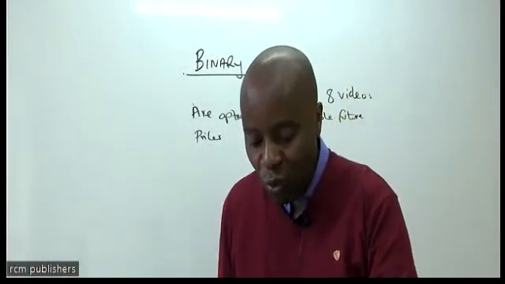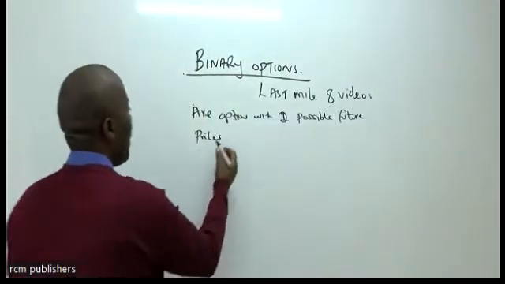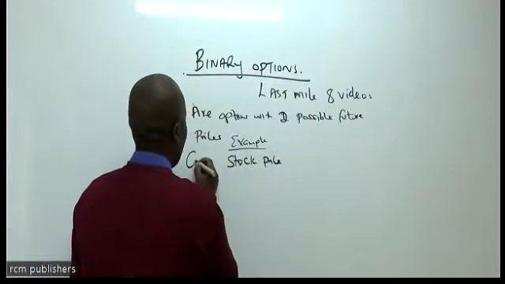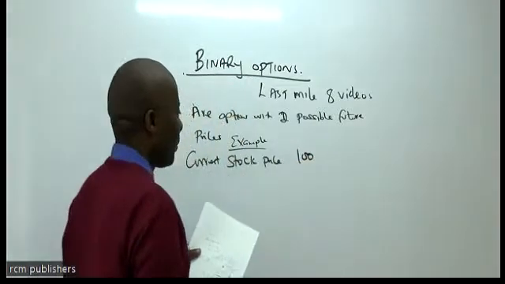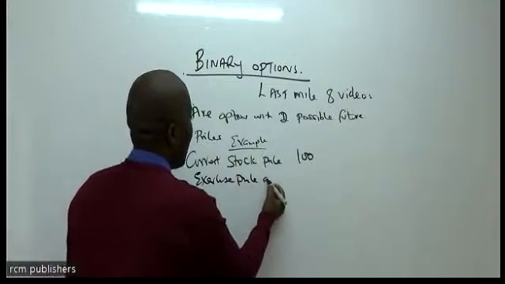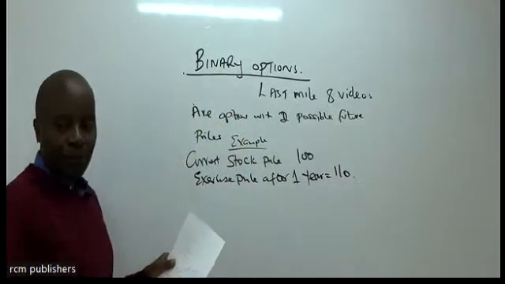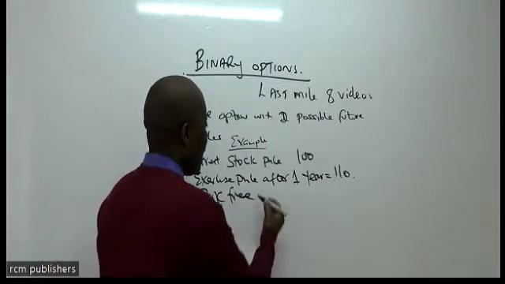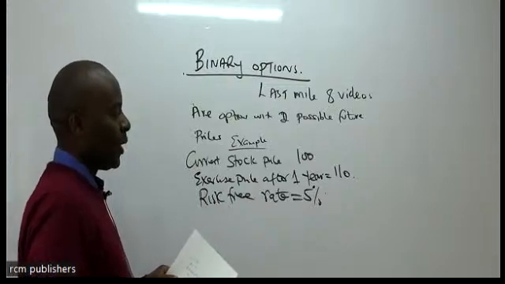So for us to be able to appreciate what Mwalimu is talking about this afternoon, I would want, ladies and gentlemen, to give you an example. In this example, they have given us the stock price, the current stock price. The current stock price is 100 Kenya shillings. The exercise price after 1 year will be 110. And then they have given us the risk-free rate. The risk-free rate is 5%.